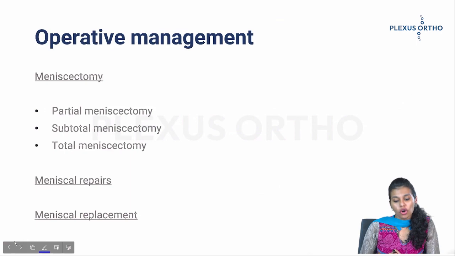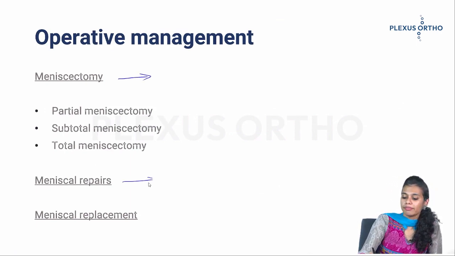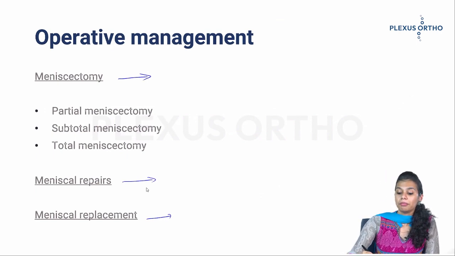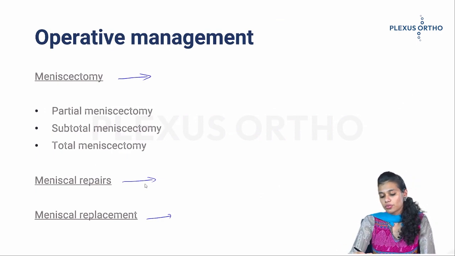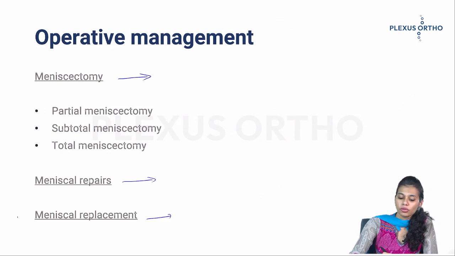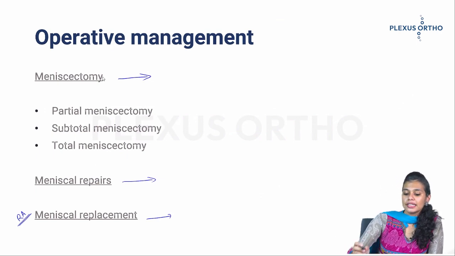Next, coming to the operative management. These are the 3 main types of operative management that we can offer. First is meniscectomy. As the name suggests, it's removal of the meniscus. Meniscal repair, which is preservation of the meniscus by various techniques which we will be dealing with. And next is meniscal replacement. Meniscal replacement is also a recent advancement. It's a developing method of treatment which is yet to show very definitive results, but yes, we have to deal with it. Okay. So first is meniscectomy.